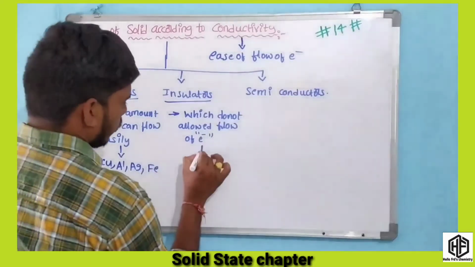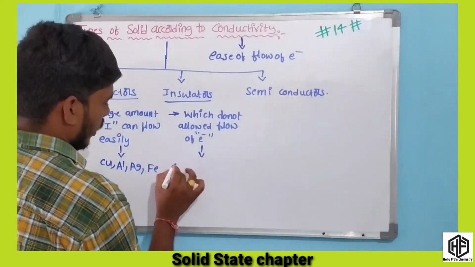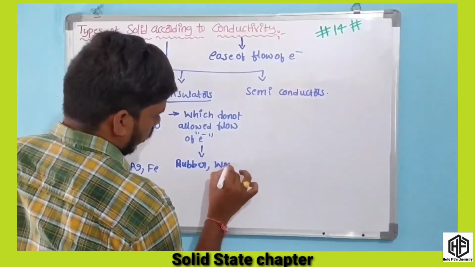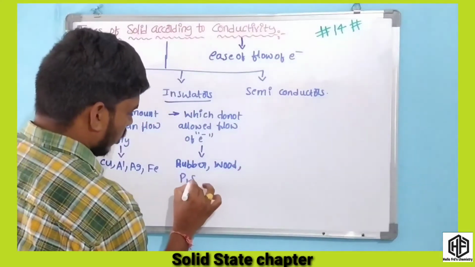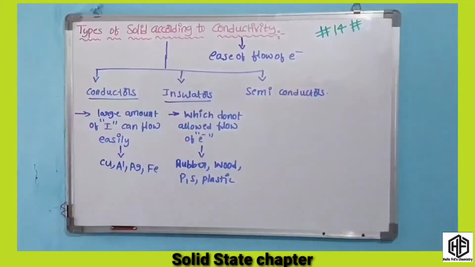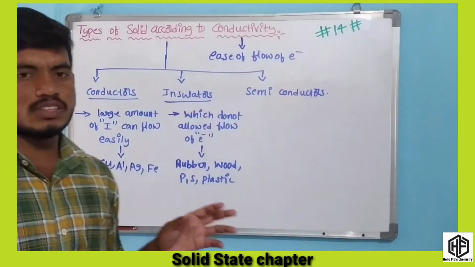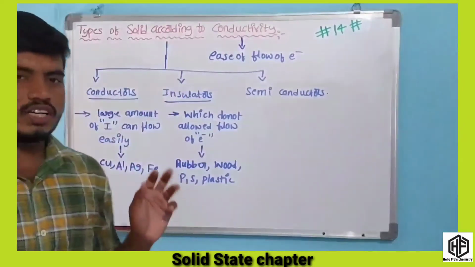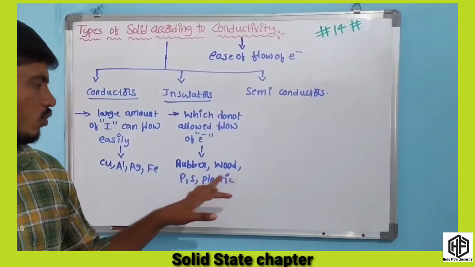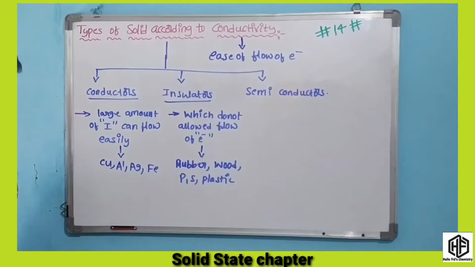Now what are the examples of the insulator? Insulator examples are rubber, wood, phosphorus, sulfur and plastic. These are the examples of insulators. An insulator is a material which does not allow the flow of electrons.